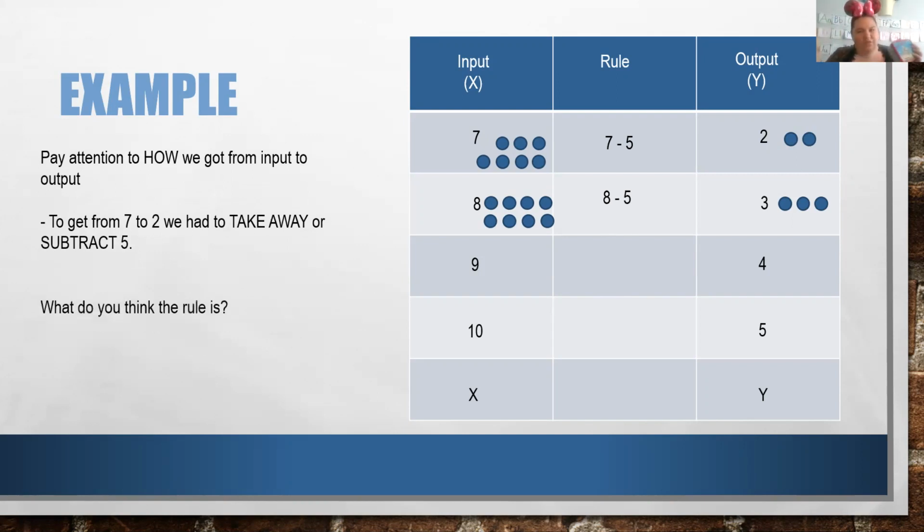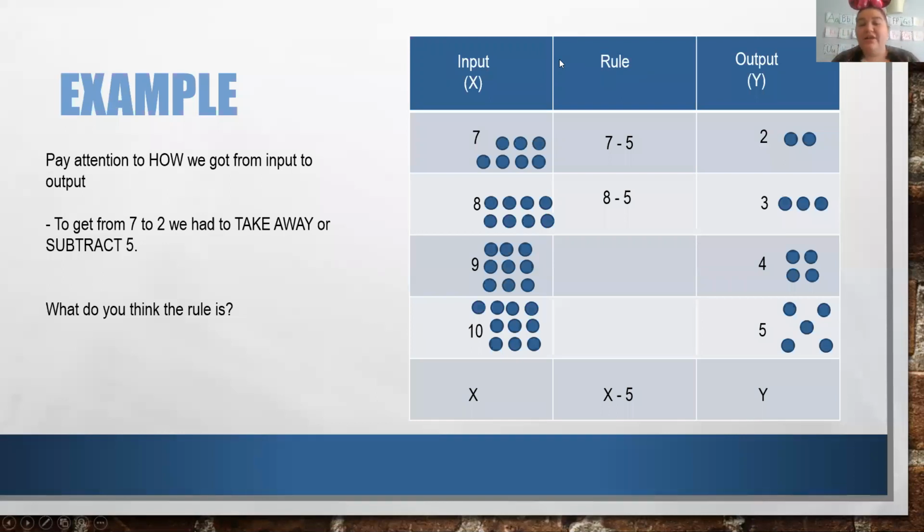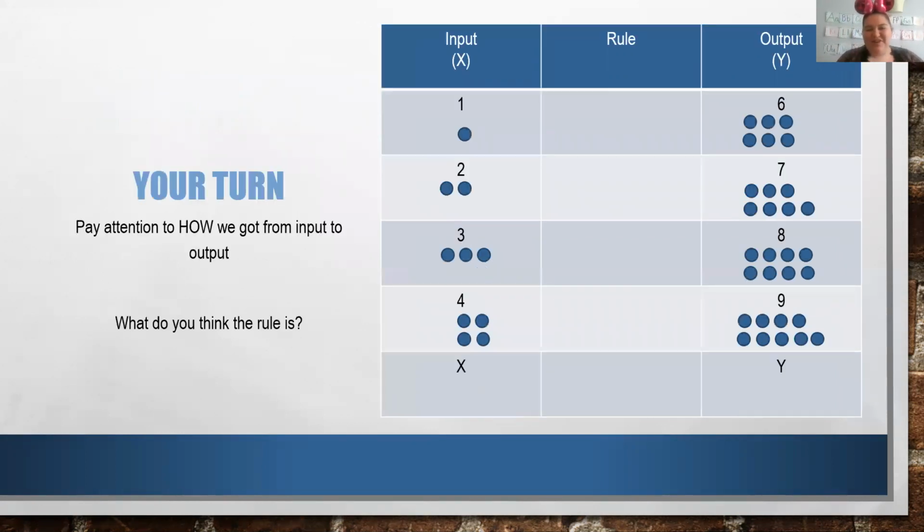So what do you think the rule is? We had to do it every time and it has to be the same. What do you think the rule is? Think about it. You're right. The rule is input, take away 5. Now that we figured out the rule, let's apply it to the next ones. 9 take away 5? Yep, that gives me 4. How about 10 take away 5? Does that give me 5? Absolutely it does. Great job, everybody.